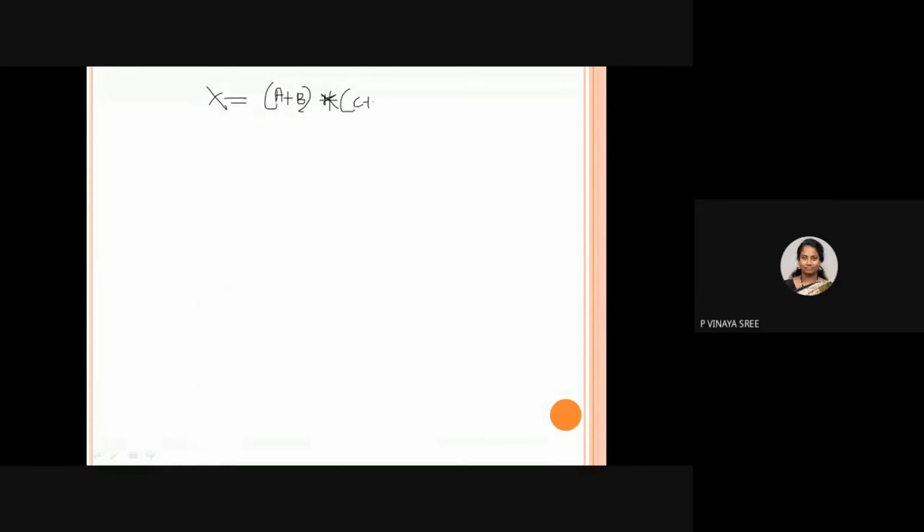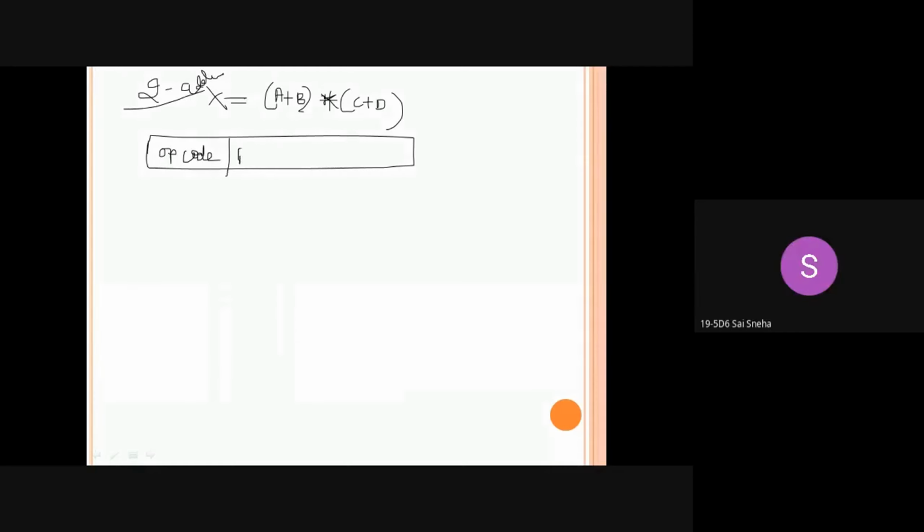Before going further, think about what a two address instruction format looks like. First, we will have an opcode. Next, address 1 and address 2. Yes, good. So we will have an address 1 and we will have an address 2.